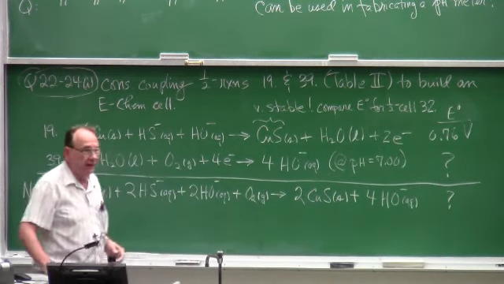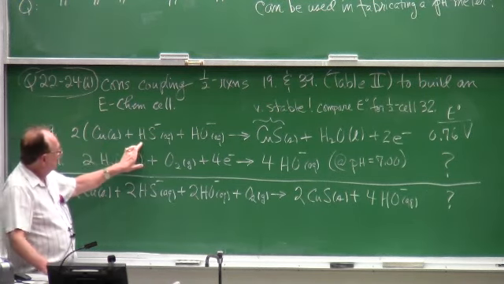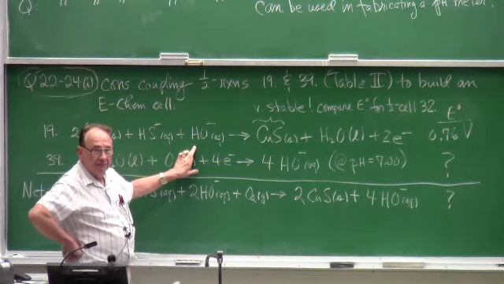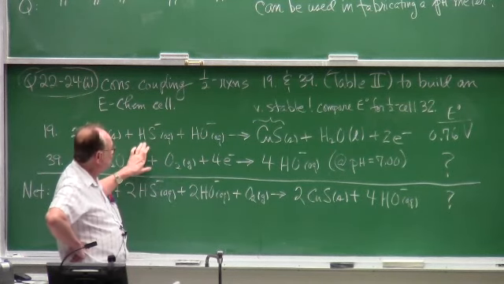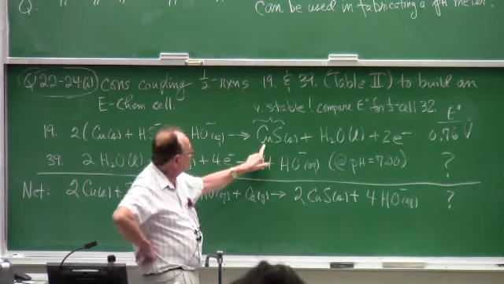Half reaction 19 corresponds to the oxidation of copper metal in the presence of hydroxide ion, basic system, and hydrogen sulfide ion. The oxidation product is copper sulfide.